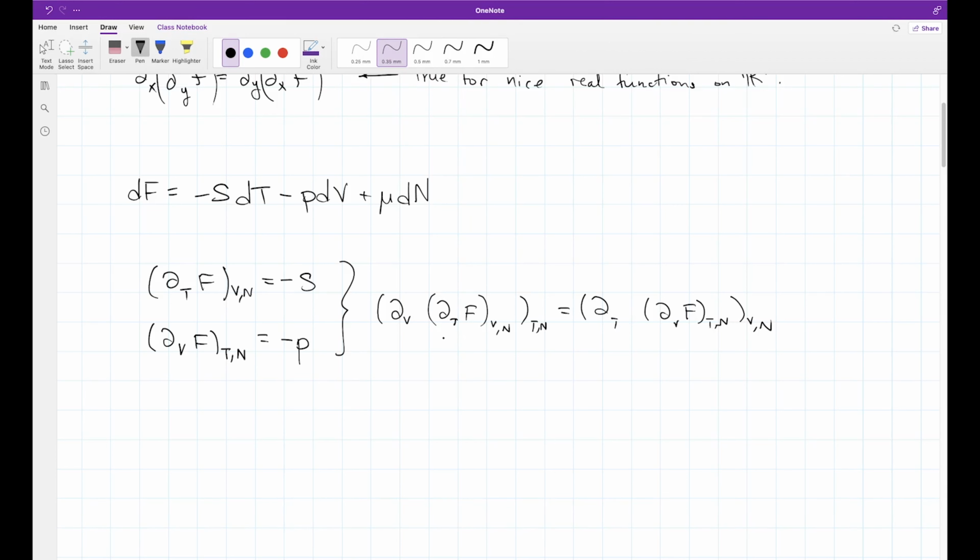All right, wonderful. But now we can simplify these by the relations to the left. So dT of F fixing V and N is minus S. dV of F fixing T and N is minus P. And so we get that minus dV of S fixing T and N is equal to minus dT of P fixing V and N.